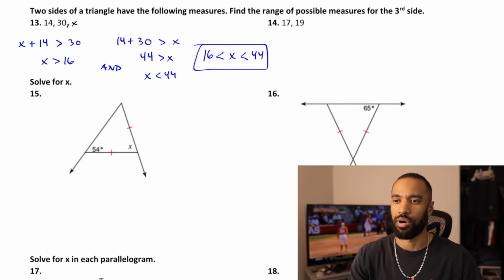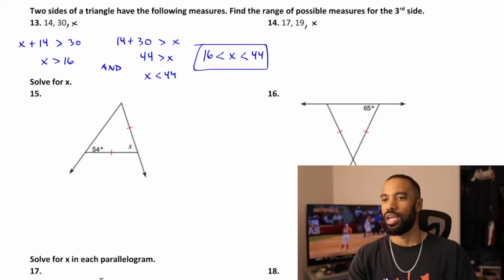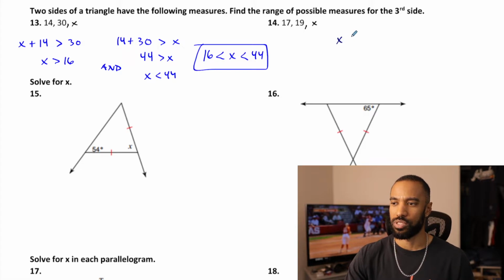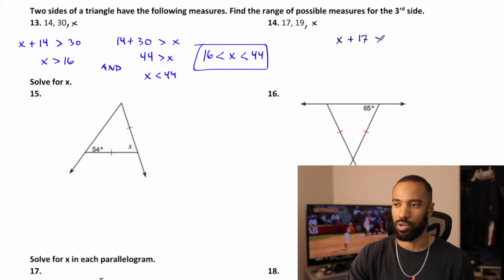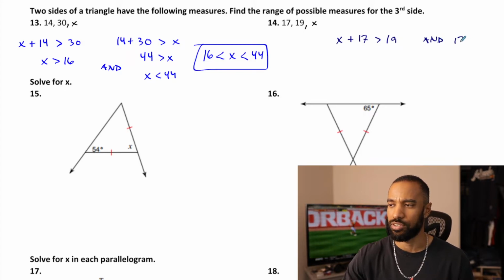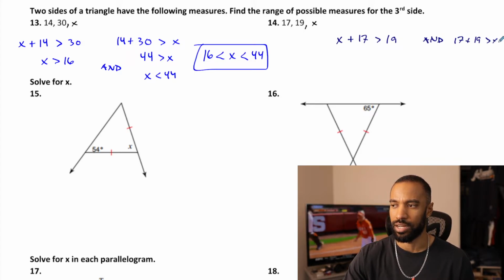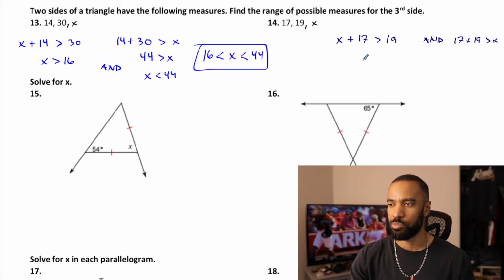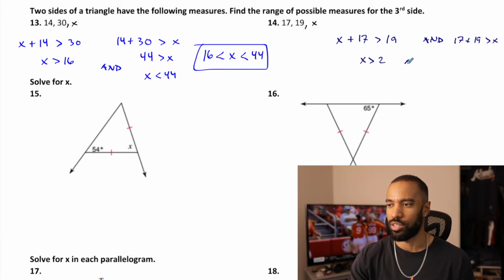Let's try it for the second problem right here. 17, 19, and some x. If you treat x as one of the smaller sides with 17, x plus 17 has to be greater than 19. And yet, treat x as the largest side, 17 plus 19 has to be greater than x. In this case, if you subtract 17 from both sides, x must be greater than 2.